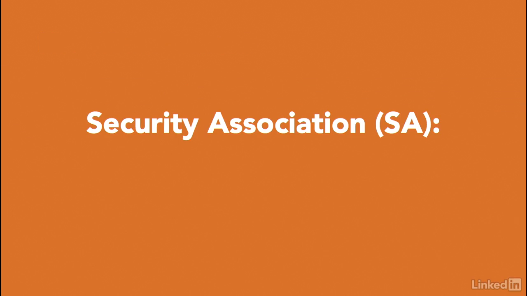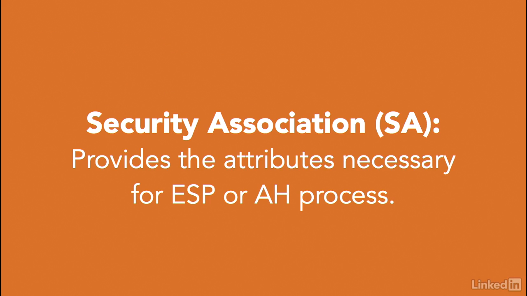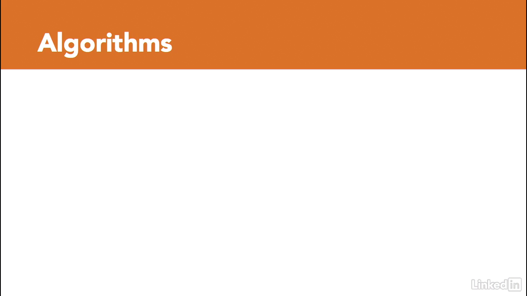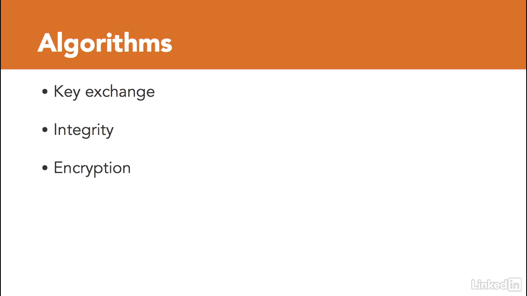And security associations. Each security association is created and provides the attributes that are necessary for the encapsulating security protocol or authentication header processes. And the algorithms. The algorithms which are important to provide the following: key exchange, integrity, encryption, and authentication.